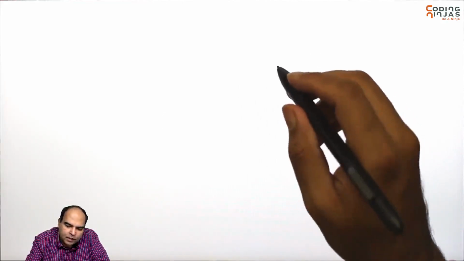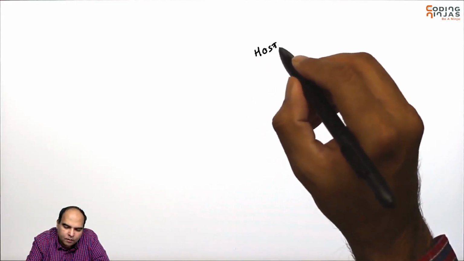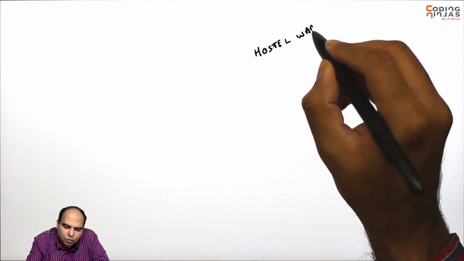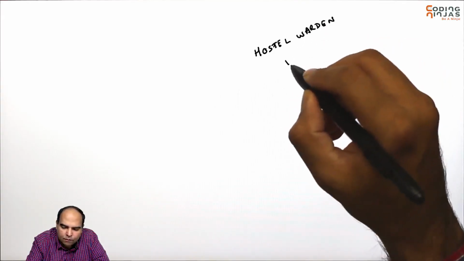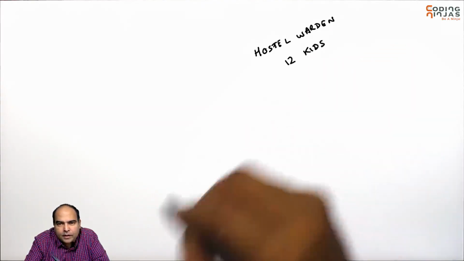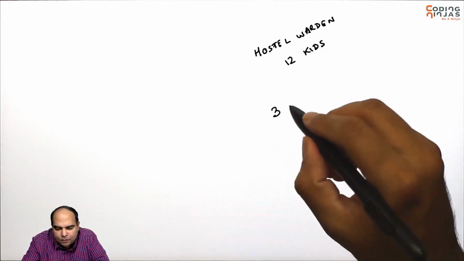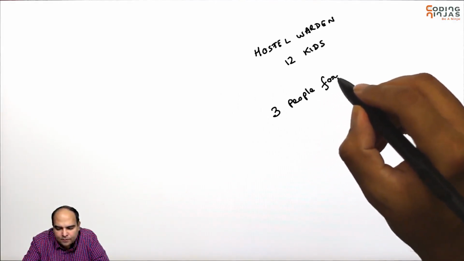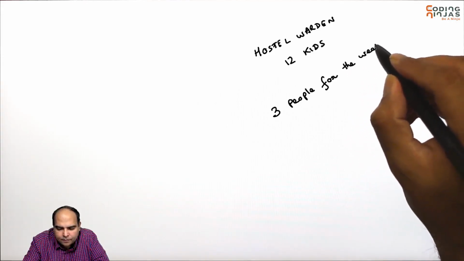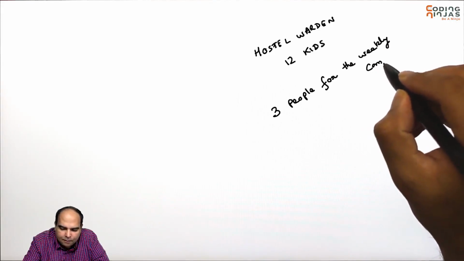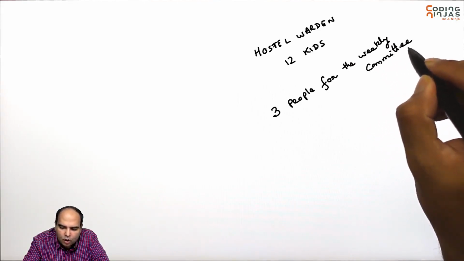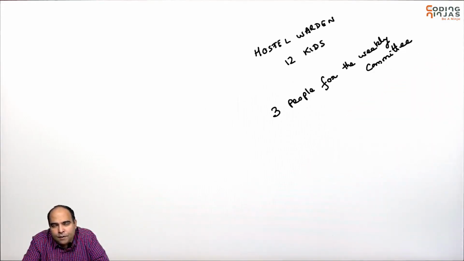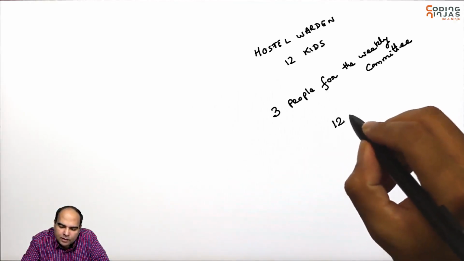This question can also be put into a story. For example, there's a hostel warden who has a hostel with 12 kids living inside it, and he selects 3 people for the committee every week, for the weekly committee. If he selects a different group of 3 every week, then how many weeks can he continue without selecting the same group again? This would be a straight 12C3 question.